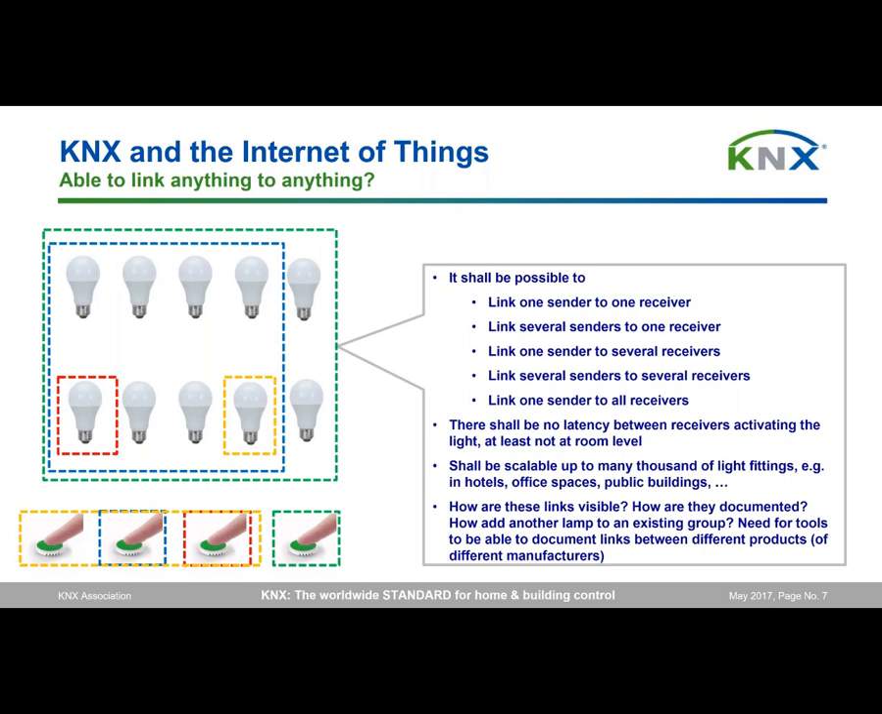Because if you want to add another lamp to an existing group, you would like to first see the nature of this group. For instance, if two senders are linked to 7 receivers, you would like to visualize this in, for instance, a tool able to document the links between the different products of the different manufacturers.